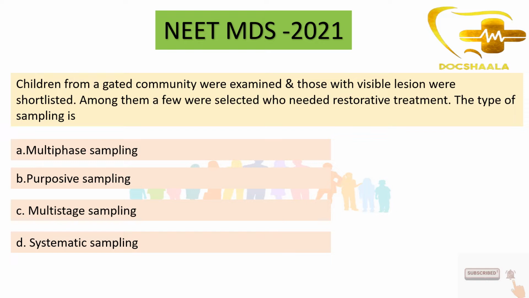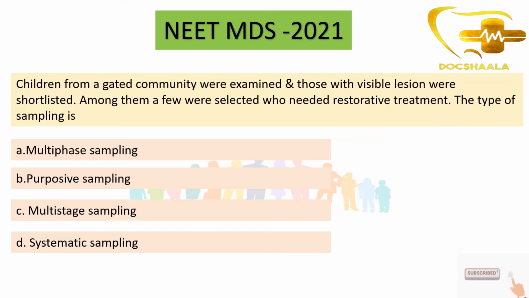The type of sampling is, so here they are taking a sample for further study on a type of restoration or restorative treatment. Because they have selected a particular type of lesion and they have selected the restorative treatment that they want to do. So here, what kind of sample is this? Is it multi-phase sampling? Is it purposive sampling? Is it multi-stage sampling, or is it systematic sampling?